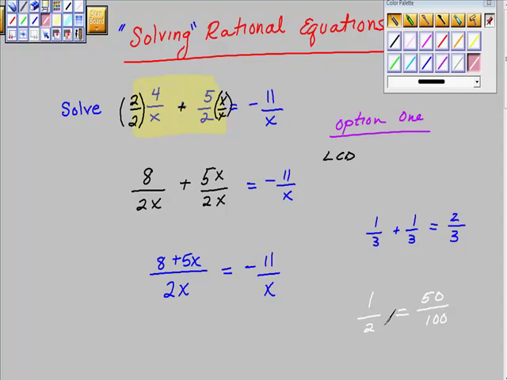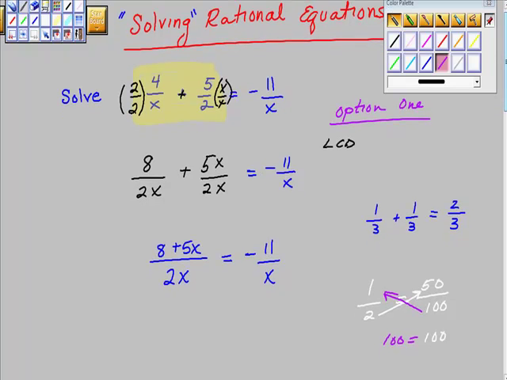And I'm just going to show you why it's okay to cross multiply, because if we cross multiply, 2 times 50 is 100. Cross multiplying, 1 times 100 is 100, and 100 equals 100. Okay? So why is this okay to do? For this exact reason.